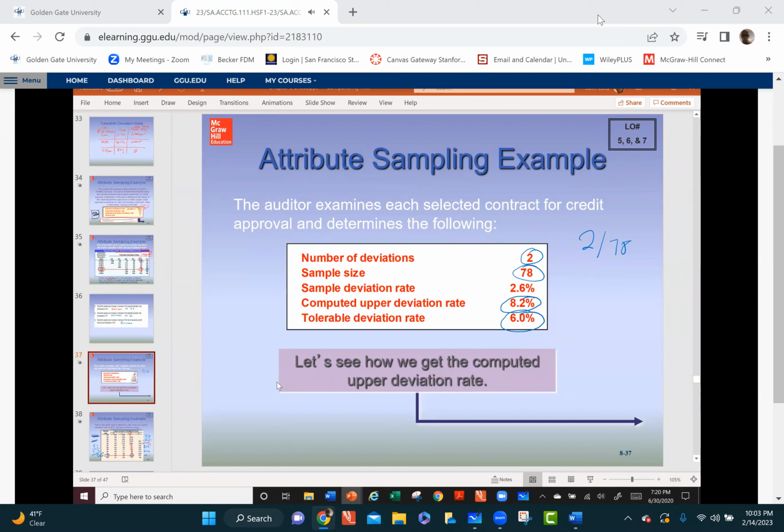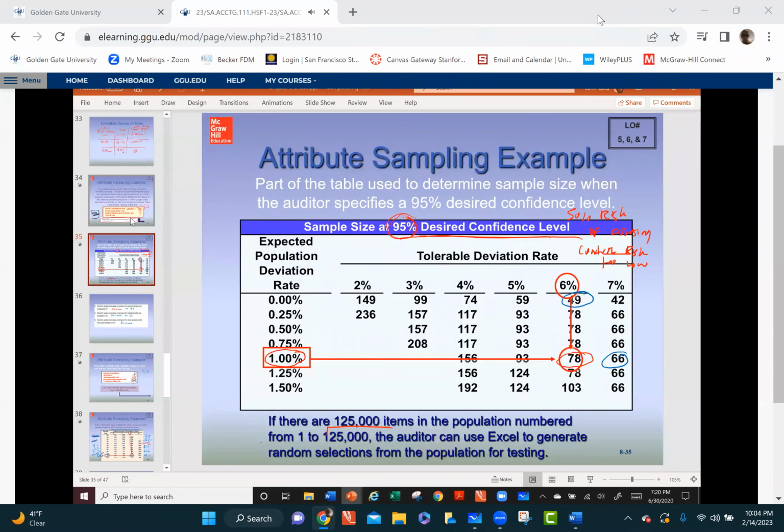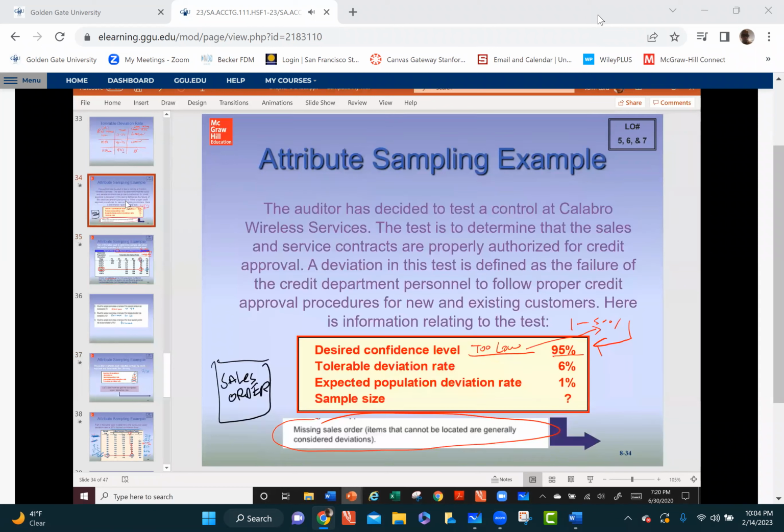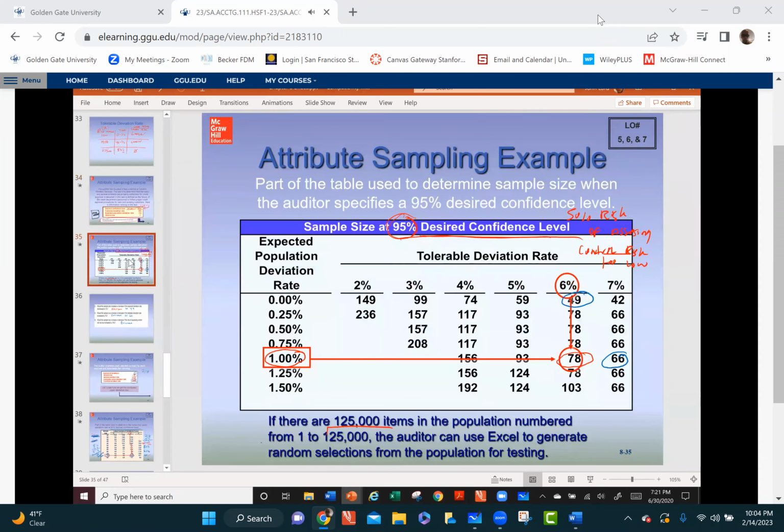So again, remember we saw how sample size is affected by these various factors. I'll go back to what we were using in this example. Let's go back to this one, it's a little easier to see. Our desired confidence level, tolerable deviation rate, expected deviation rate, and we came up with a sample size using those in this particular example of 78.